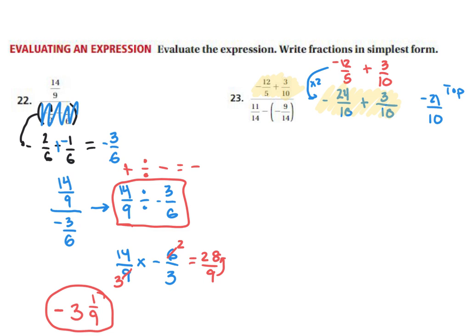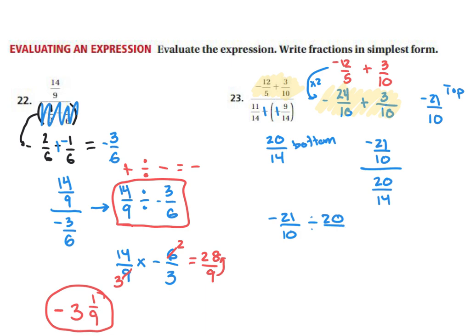Numerator. Now on the bottom, we can chop, and we end up with 20/14. This is our bottom. So our new complex fraction is -21/10 over 20/14. Let's rewrite it as a division problem. -21/10 divided by 20/14.